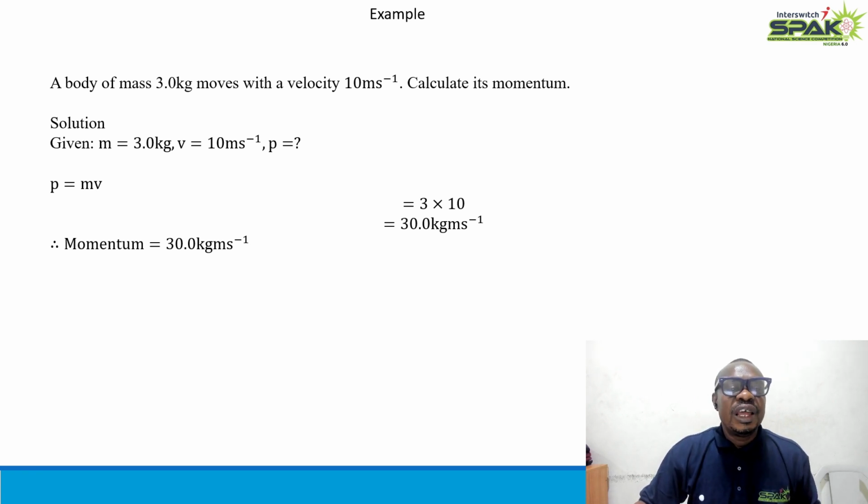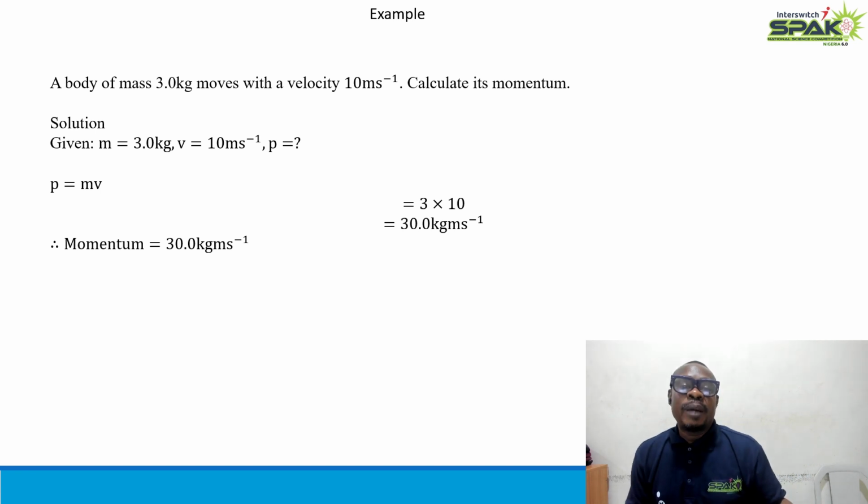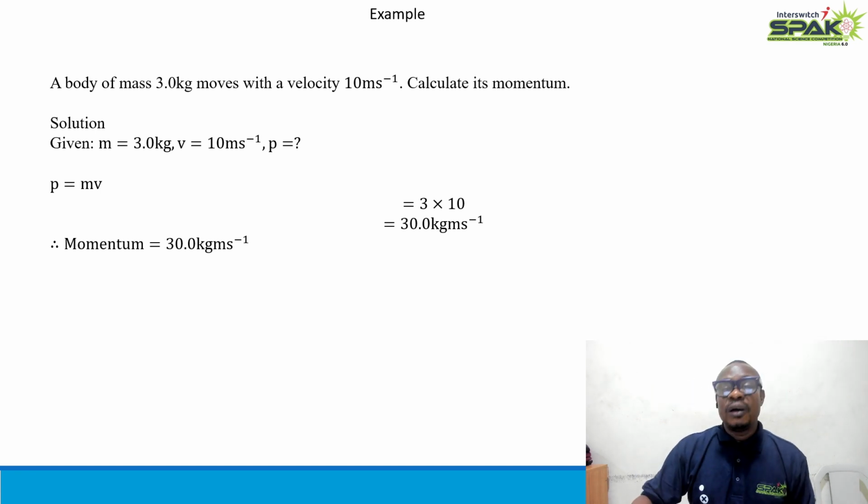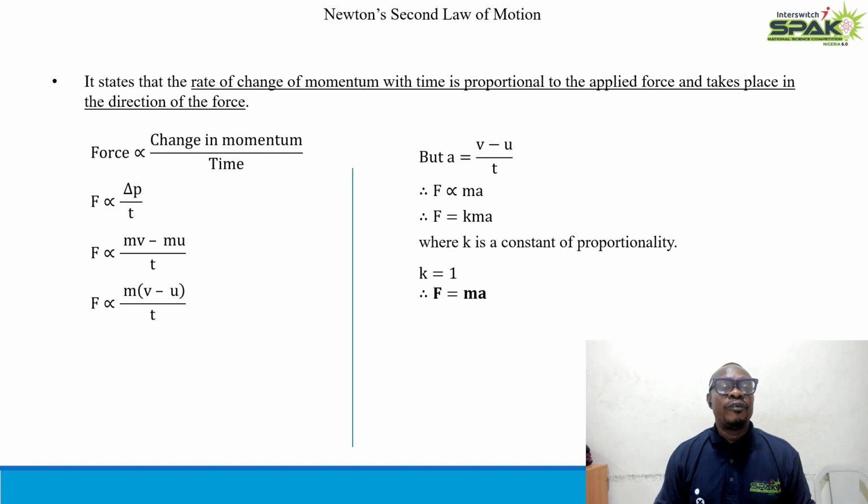The question says a body of mass 3.0 kilogram moves with a velocity of 10 meters per second. Calculate its momentum. So quickly, the first thing you need to do is to write out your parameters. So guys, I would like you to quickly write out your parameters and do the solution. So what then do we have?